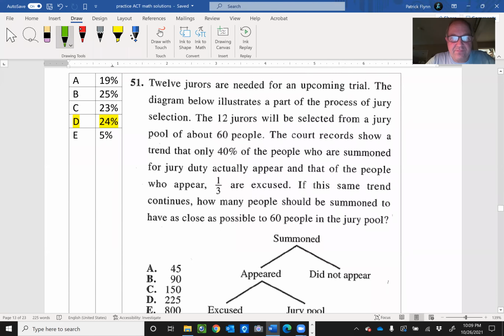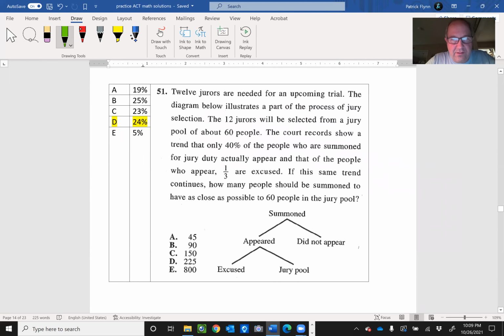Okay, 51. Wow, look at this thing. They need 12 jurors for a trial. Now it says these 12 jurors are selected from a jury pool of 60. So the pool is 60, and of those 60, they'll pick 12 of them. Now the records show that only 40% of the people who are summoned actually appear. So of the people summoned, only 40% appear. Wow.